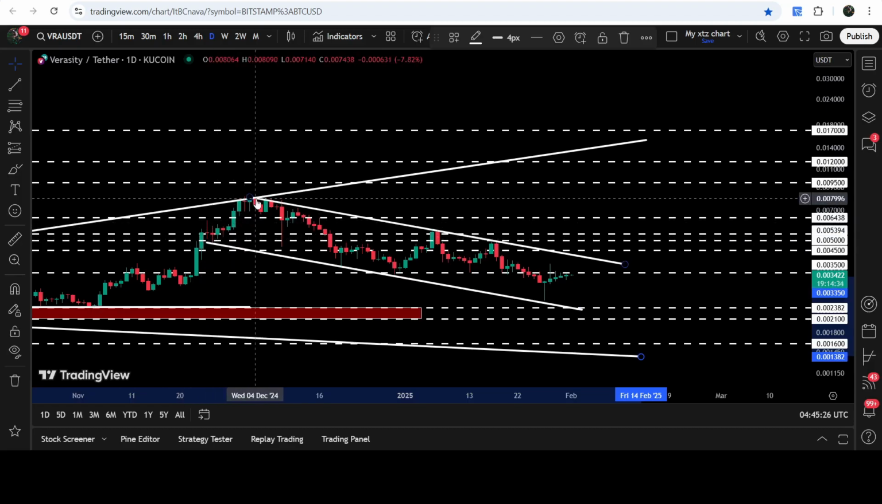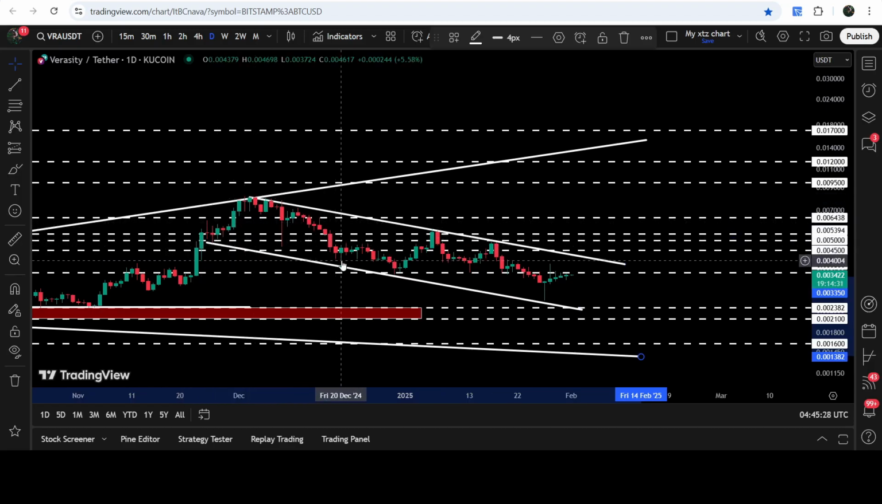We had a bounce here, rejection here, then we formed a lower than previous low, another lower than previous low, then we had a nice bounce, rejected and formed the lower high here, lower low, and recently you can see that the price has once again bounced very well from the support. Right now it's struggling to break out this resistance of $0.0035.